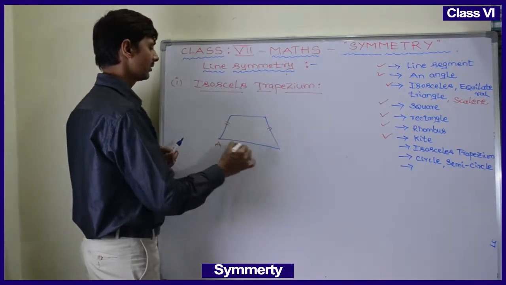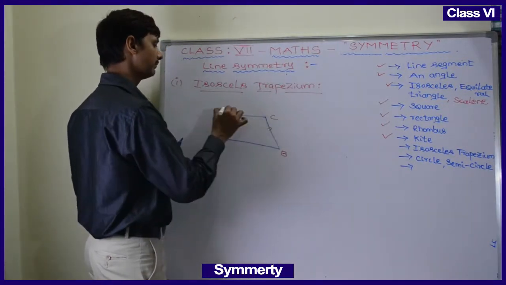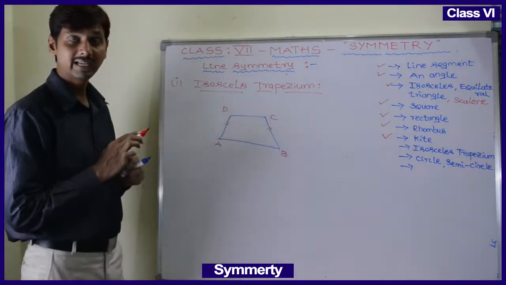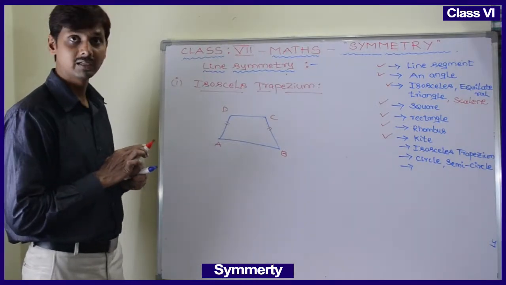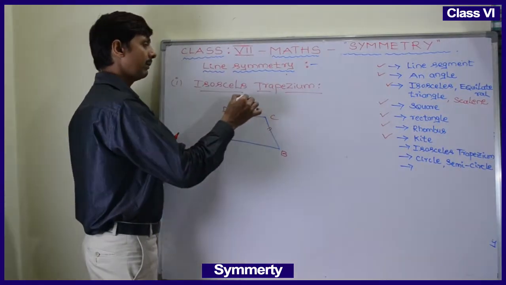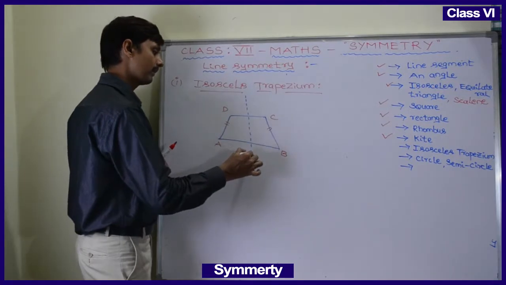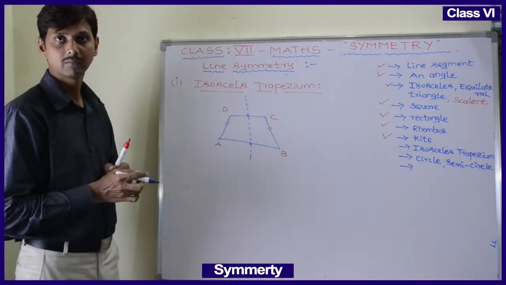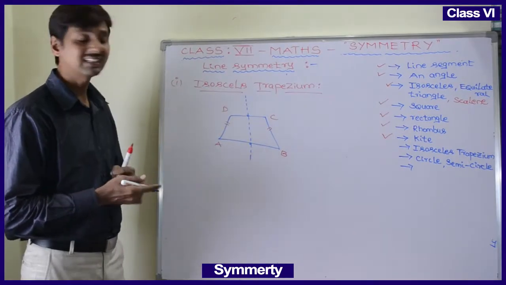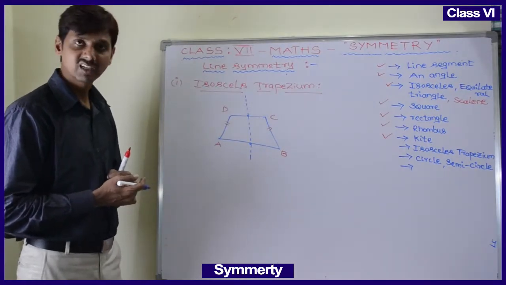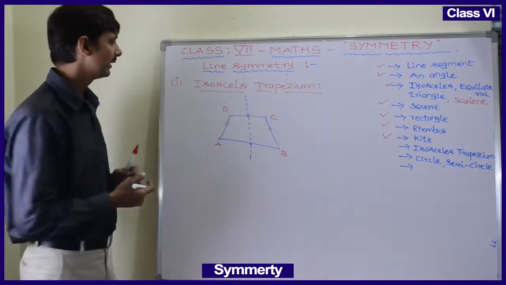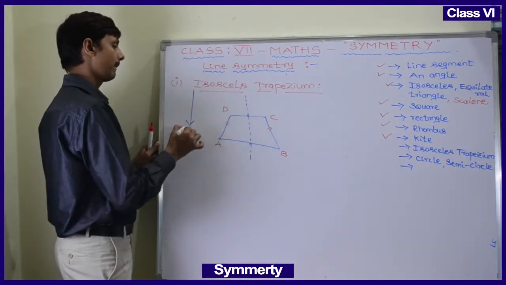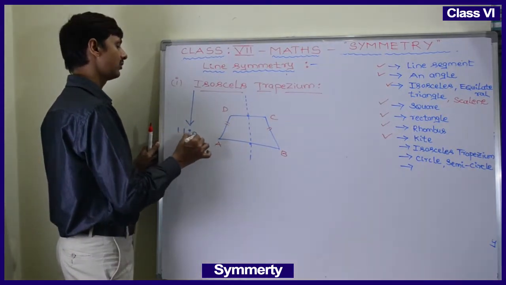Let's take the isosceles trapezium as ABCD and draw a line through the midpoint along a particular path. Then this line will divide the isosceles trapezium into two equal parts. There is only one line of symmetry for an isosceles trapezium.